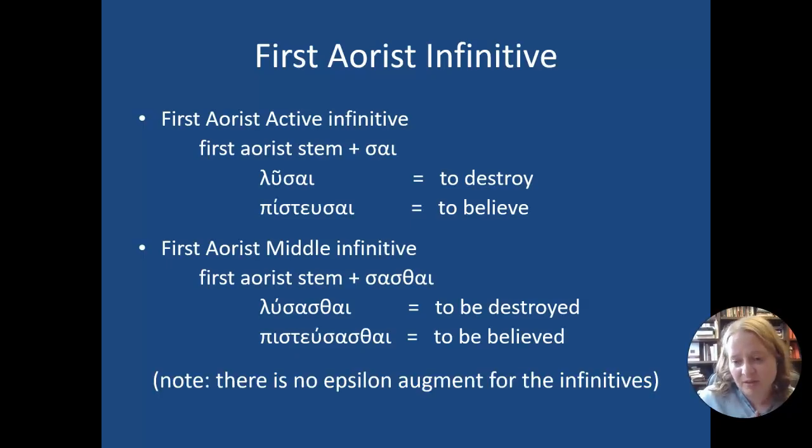There's no epsilon augment, though, for infinitives. The epsilon augment only occurs in the indicative. And so that's something to begin to realize now, but we'll talk about that a lot next semester when we do a lot more moods.